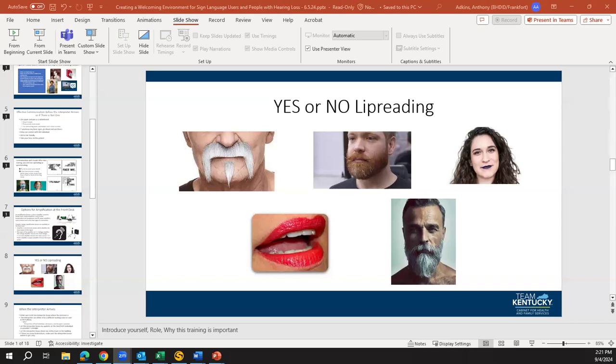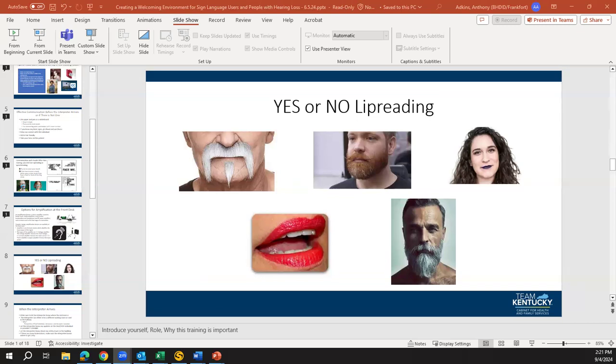The fifth and final picture on the bottom right with the thick beard, do you think that he would be easy to lip read or no? Yes or no? Obviously, no. That would not be easy to lip read because you're just seeing the hair.